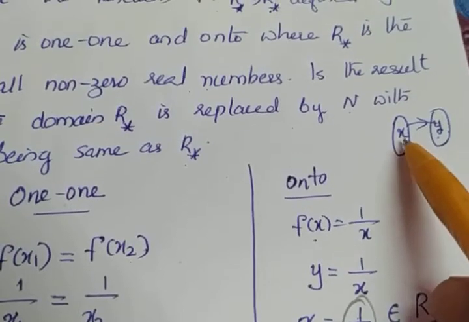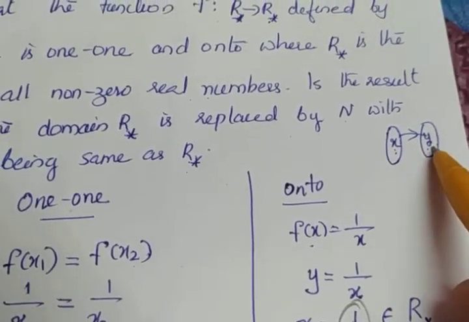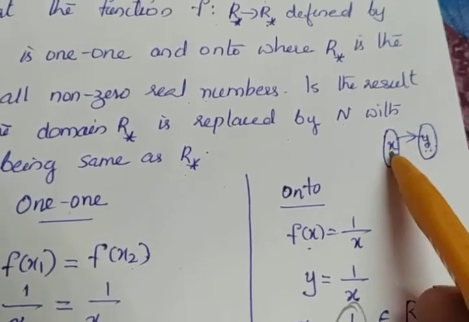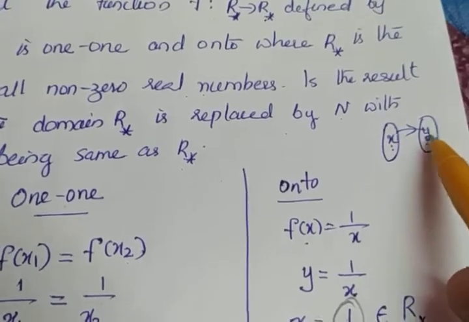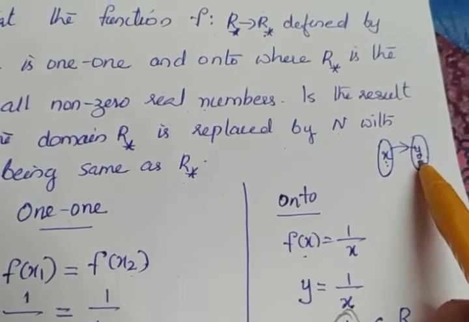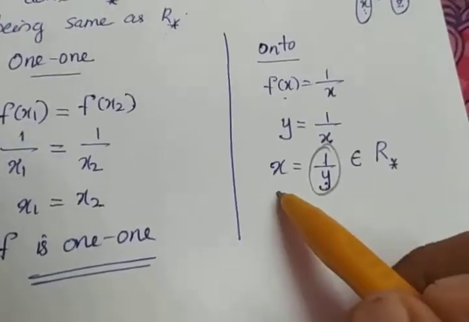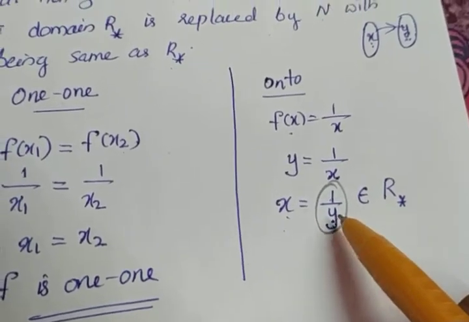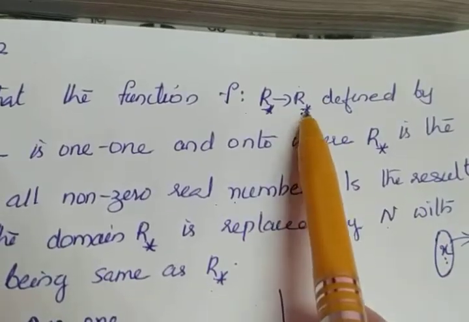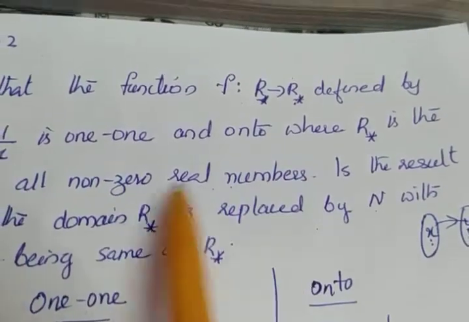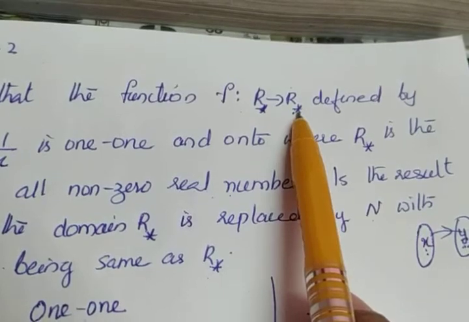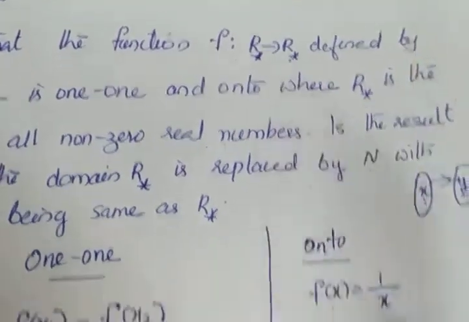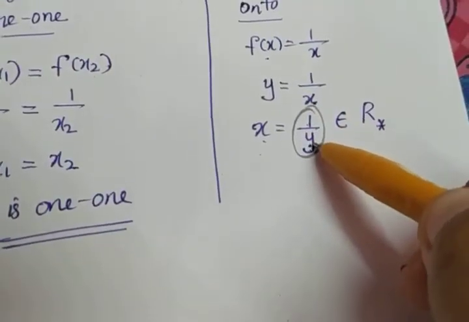In the first set, we are taking the element as x and the second set element we are taking as y. So x is mapped to or related to y. That is the case we were dealing with. So we are getting x as 1 by y. X is from the first set and y is from the second set. And here the second set is R star, which is non-zero real numbers. That means R star doesn't contain the value 0. That means y cannot take the value 0.